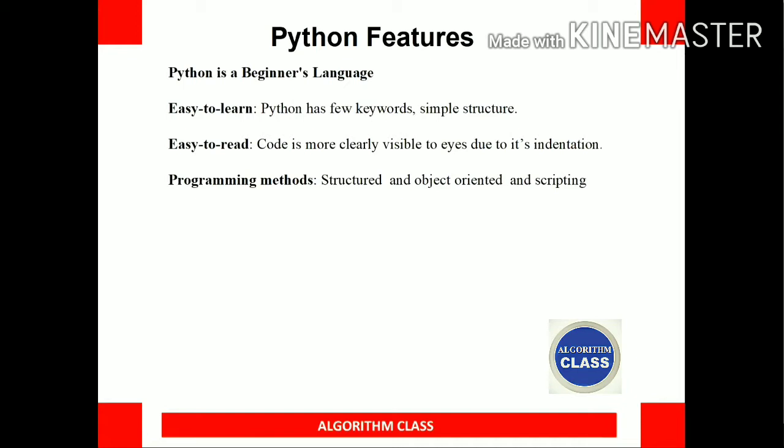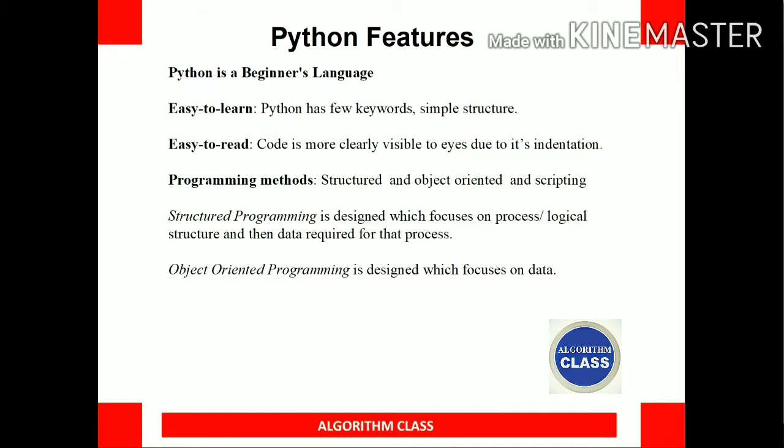Automating means whatever things we are doing manually, we can write a program so that the program will take care of whatever we have been doing manually. Structured programming is designed to focus on the process, the logical structure, and then the data required for that process. Object-oriented programming is designed to focus on data.